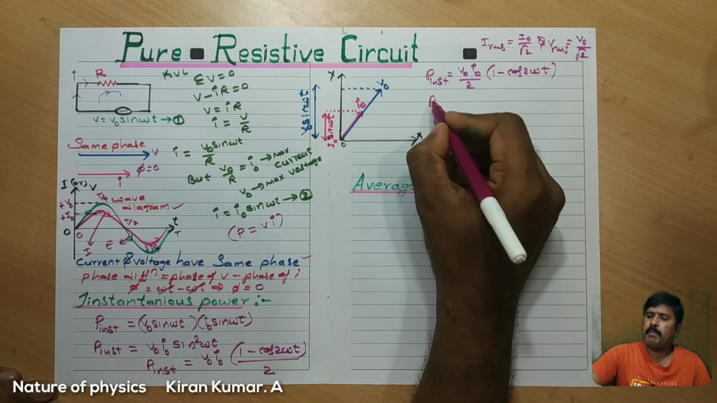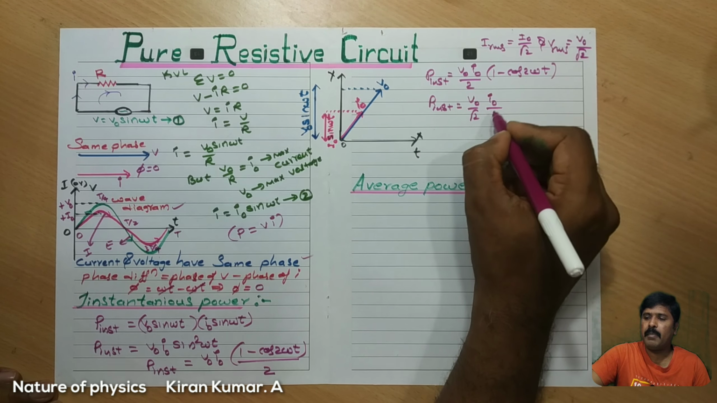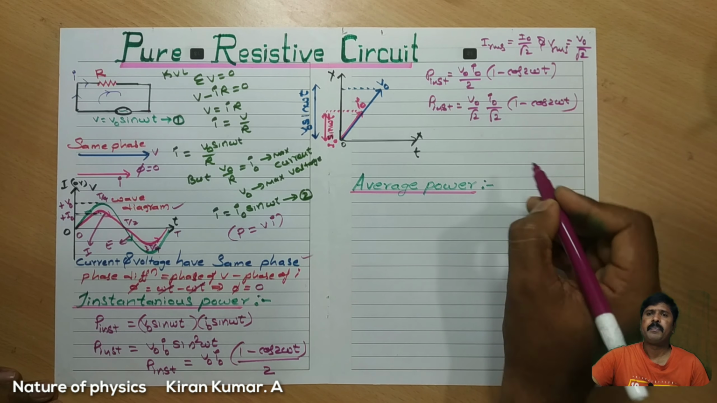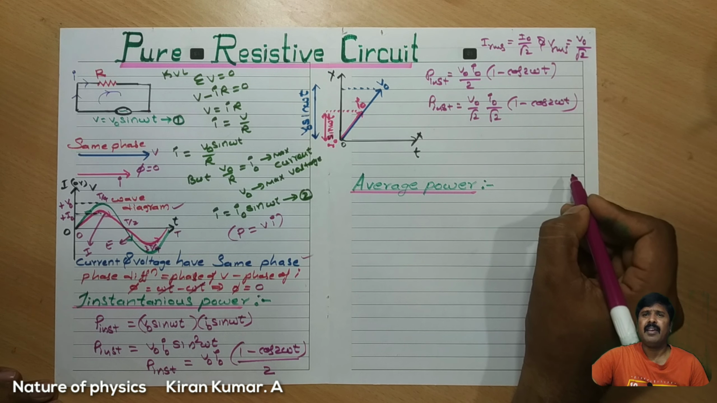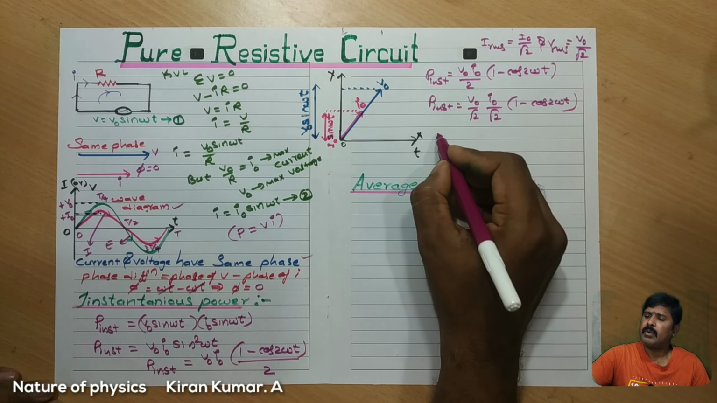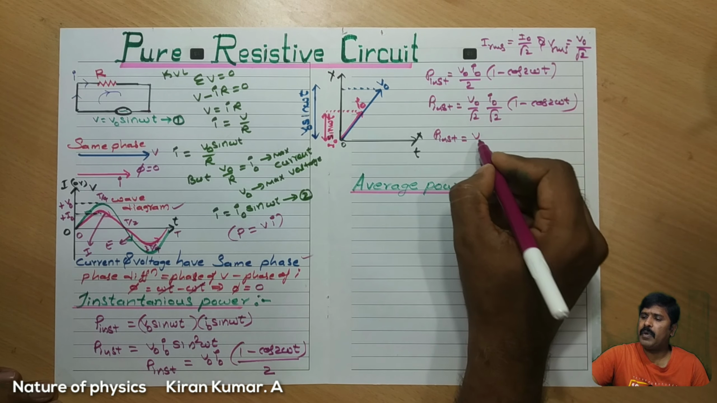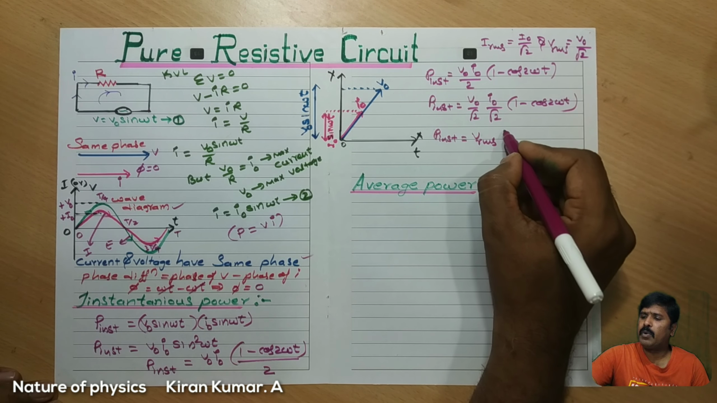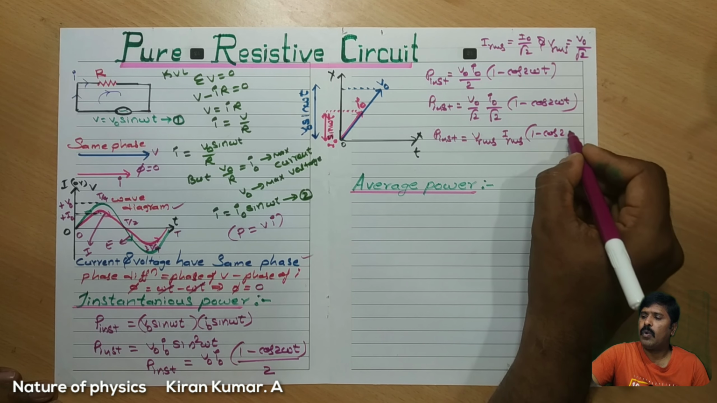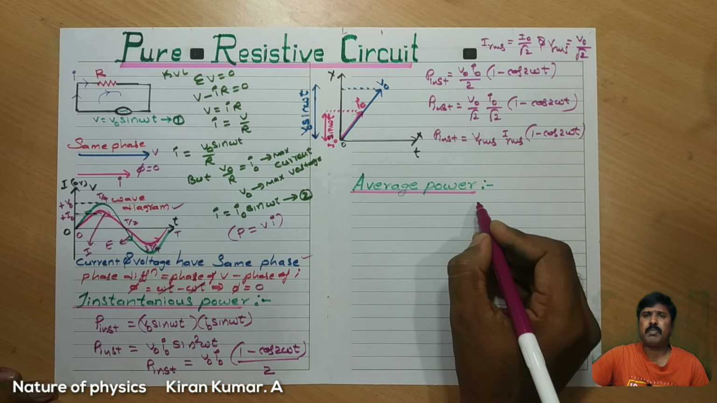Okay. So next step, P instant is equal to V naught by root 2, next I naught by root 2, 1 minus cos 2 omega t, student. So we are getting different equations for the instantaneous power, student. So those values also we can replace there, so that P instantaneous is equal to V naught by root 2 is VRMS and I naught by root 2 is IRMS. So remaining is 1 minus cos 2 omega t, student.